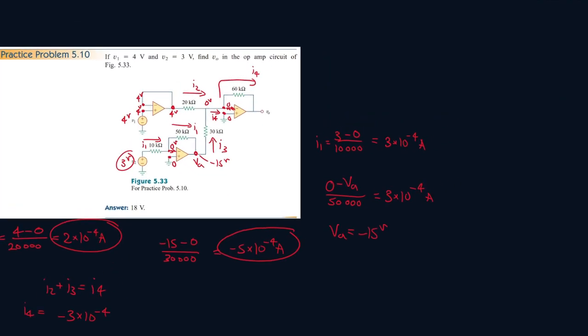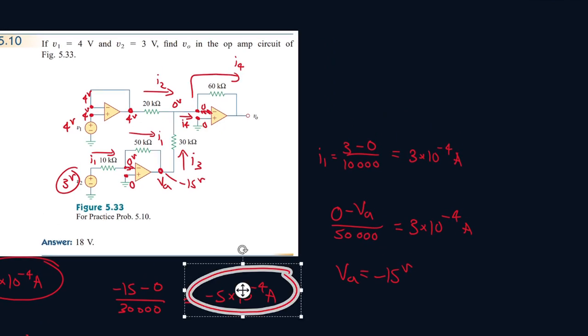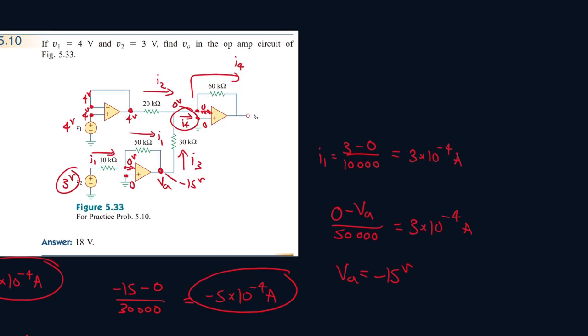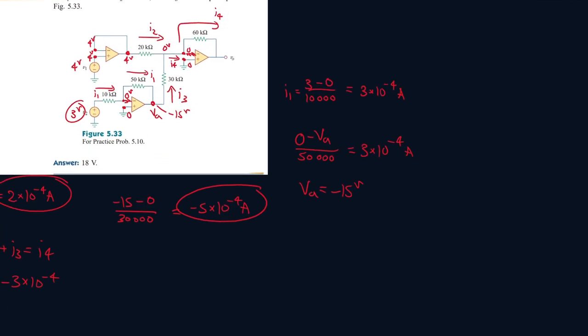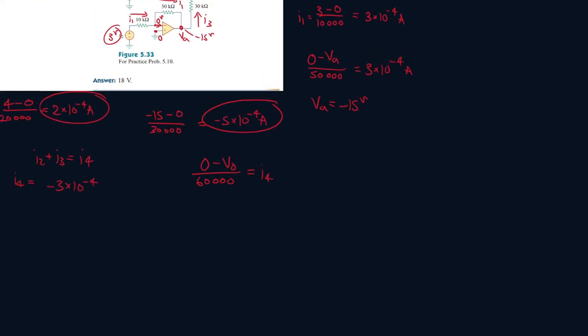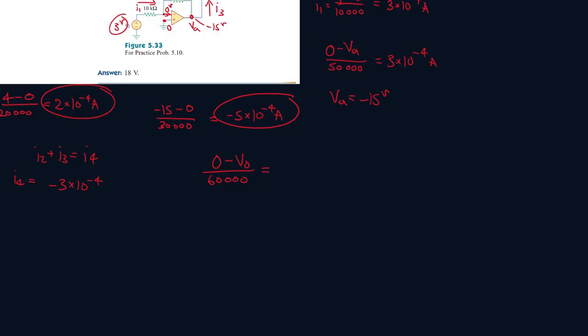And we can use that to solve for VO. So I4 is also passing through here, so we solve for I4 here, and that's the same thing as here. So I4 is also equal to 0 minus VO, so 0 minus VO all over 60,000 ohms. And this will be equal to I4. And I4 will be minus 3 times 10 to the minus 4. So let's solve for VO. And we get VO to be 18 volts. And that's your final answer.